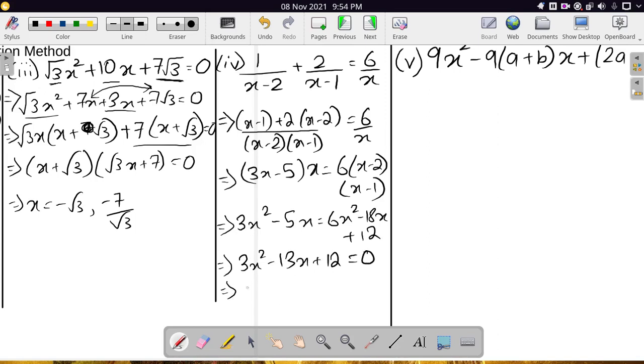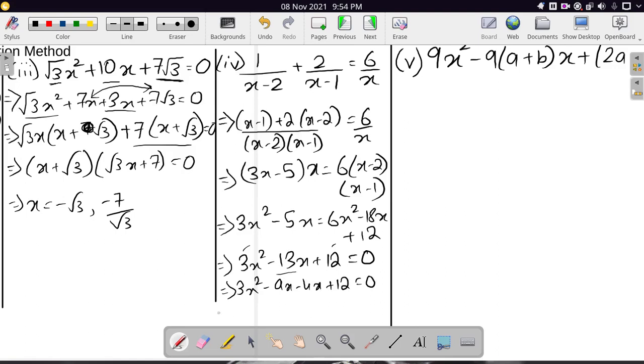Now we will multiply 3 with 12, it is 36. Now we have to split 13 in such a way, 13 will be expressed as sum or difference of two numbers in such a way that when we multiply those two numbers we will get 36. So how will we split it? It will be 9 and 4, so this will be 3x square minus 9x minus 4x plus 12 equal to 0.